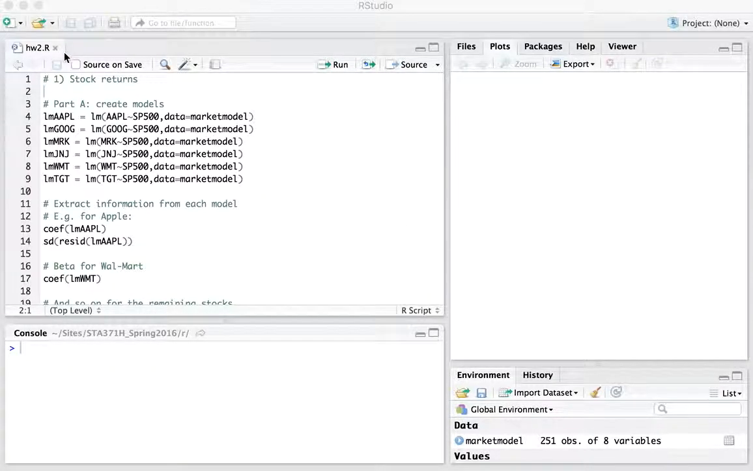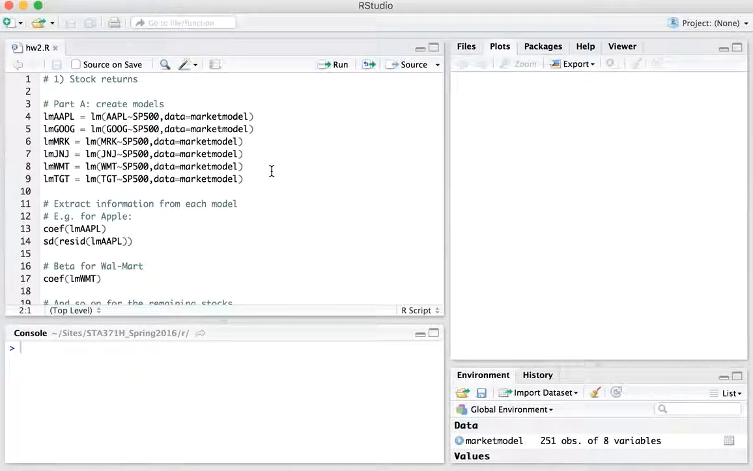The corresponding R script for this that I'm working with here is saved as HW2.R under the R scripts tab on the class website. So you can see, if you're sharp-eyed down here, that I've already loaded my market model dataset for this problem. I did so using the import dataset command, which is what you should do as well. And so away we go here.